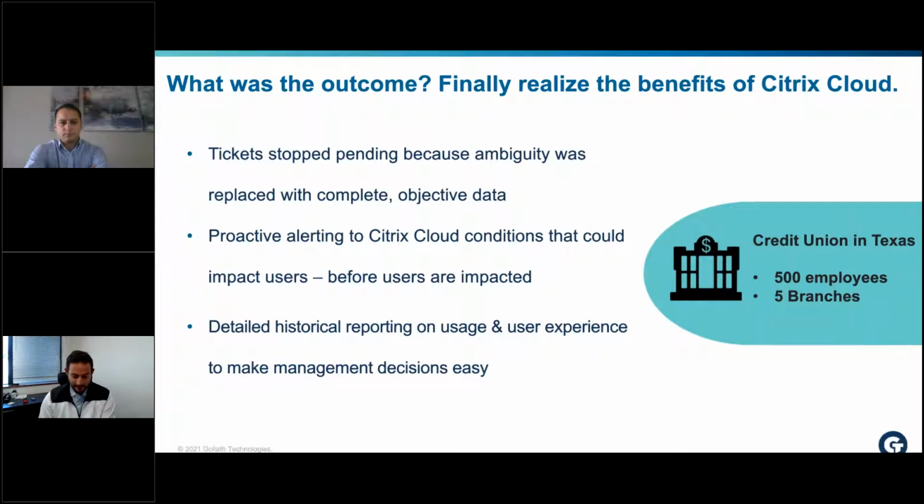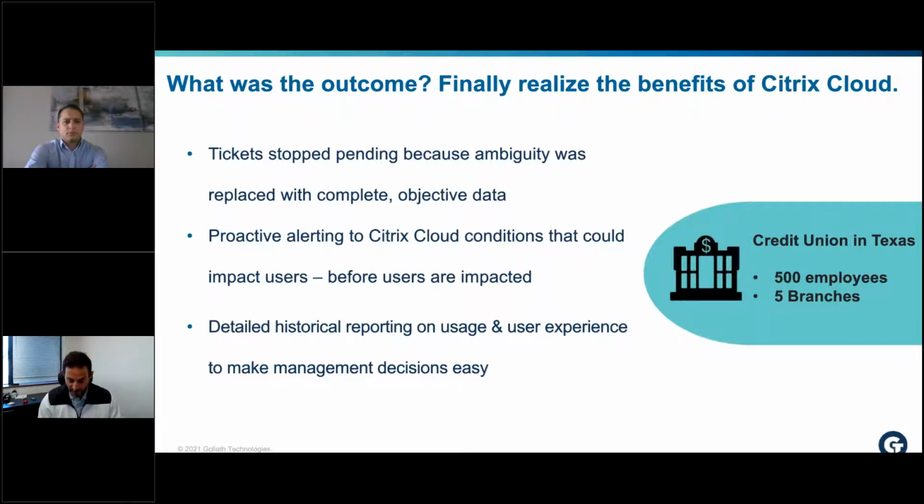So what was the outcome? And obviously, start at the top here. They were able to finally realize the benefits of Citrix Cloud, and we're going to really focus the demonstration part of today's call on that and how we were able to change and really help the day-to-day lives of their IT team. But really, it comes down to 3 main bullet points.